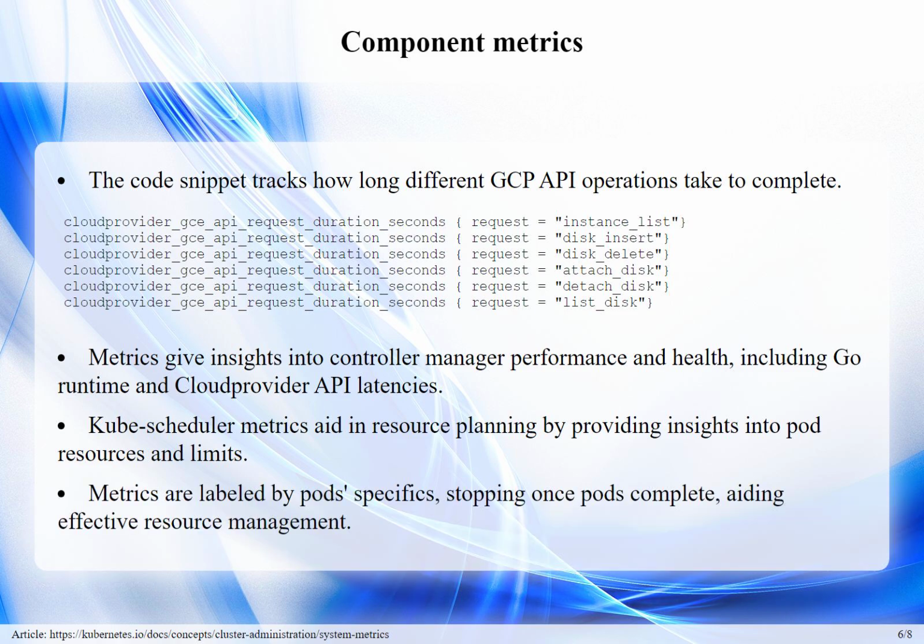Part 3. The Kube scheduler captures and reports metrics as time series when resource requests or limits for each pod are set. These series are labeled with details like the namespace, pod name, and node. When a pod completes, the related series ceases since scheduling for that pod is over. These metrics help the scheduler manage resources efficiently.